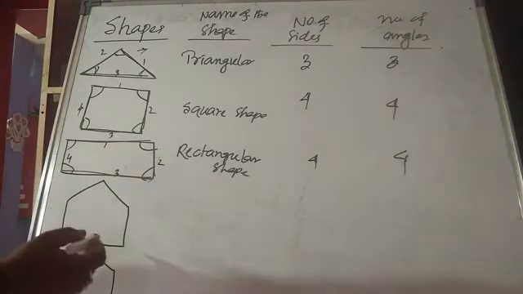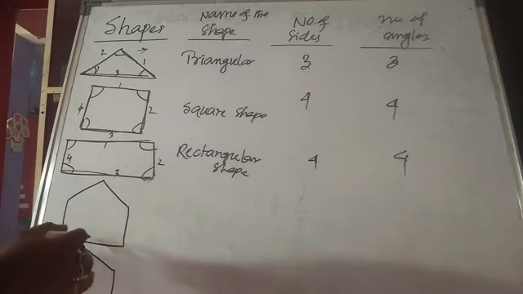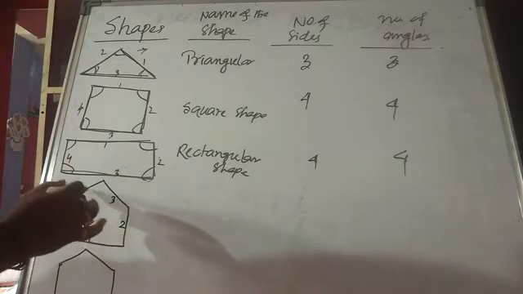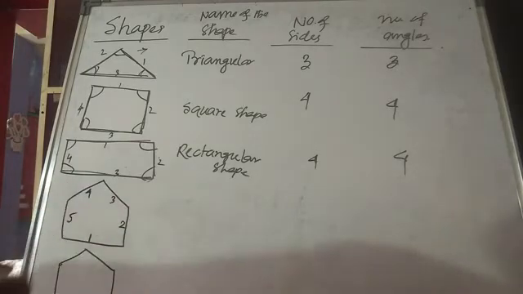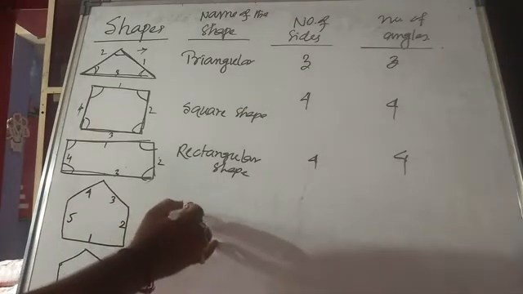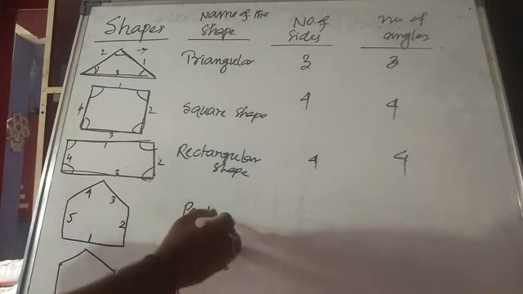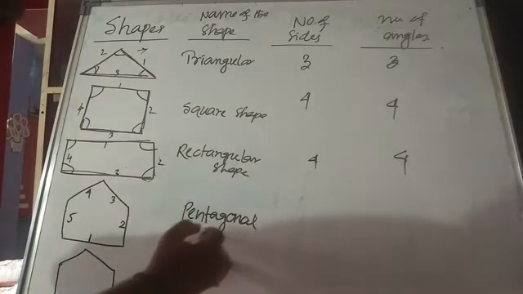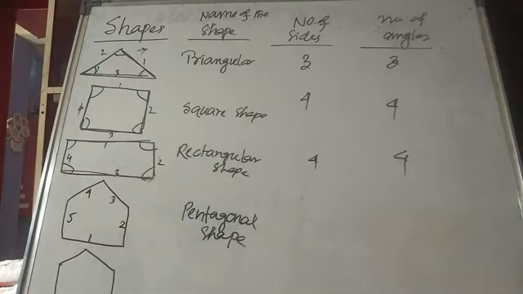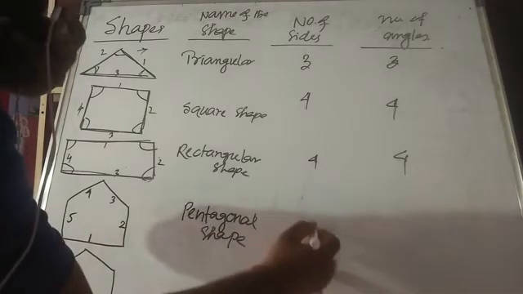Coming to the next one. First let us count how many sides it has. 1, 2, 3, 4, 5. The earlier one had 4 sides, now it has 5 sides. Now it's a 5-sided figure. A 5-sided figure is known as, it is totally new to you, brand new, pentagonal shape. Number of sides is 5.